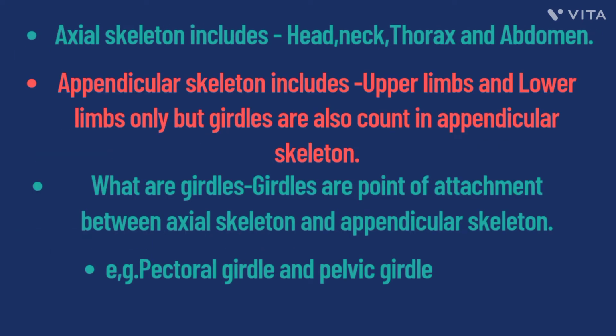So now see what girdles are. It is very simple. Girdles are sets of bones which join the axial skeleton to the appendicular skeleton, like pectoral girdles and pelvic girdles. Pectoral girdles join the upper limbs to the axial skeleton. Each pectoral girdle includes two bones, clavicle, also called the collarbone, and scapula, a triangular bone situated on the dorsal side.